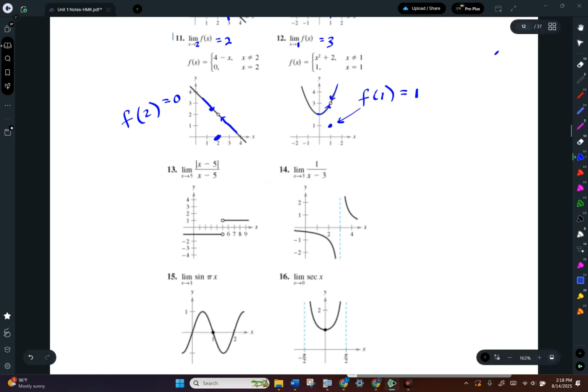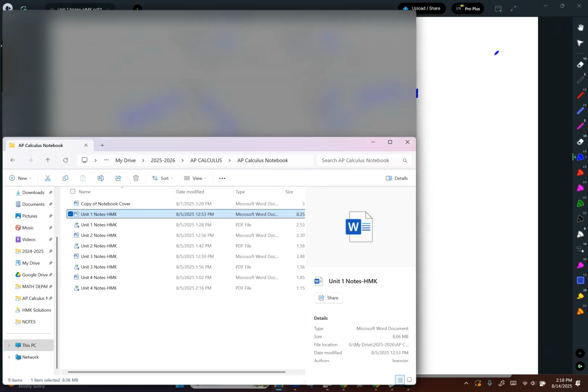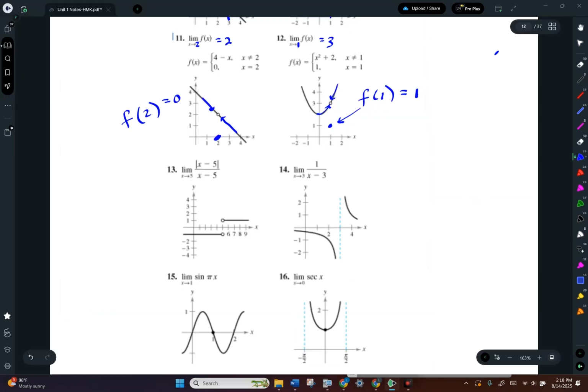Number 13, this one says the limit as x approaches 5. Do you see that at 5, the left side does not equal the right side? So we would say does not exist.